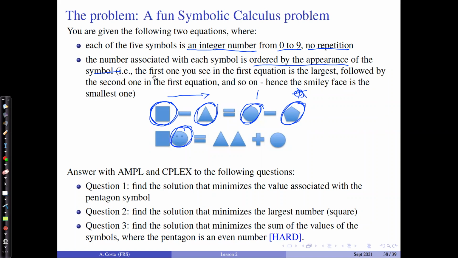Because you see them in this order, right? So what I explained here: the first one you see in the first equation is the largest, then the second one in the second equation, and so on. So there is an order, okay?